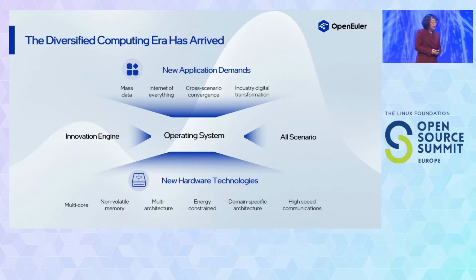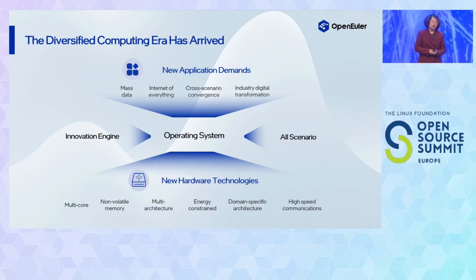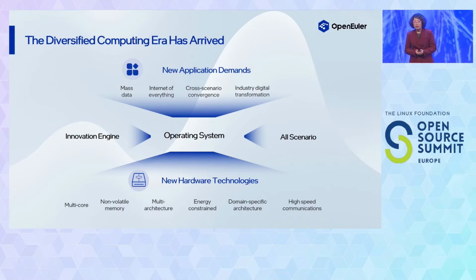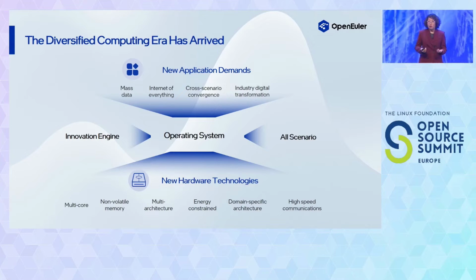When diversified computing is coming, it brings a lot of new opportunities and new technology innovation, such as multi-core, multi-architecture scheduling, and also fully utilizing diversified computing power. All of those innovations have enabled our customers to see a better future. When we talk about this change, it brings a lot of new application demands. Is there any change we need to make in the operating system?